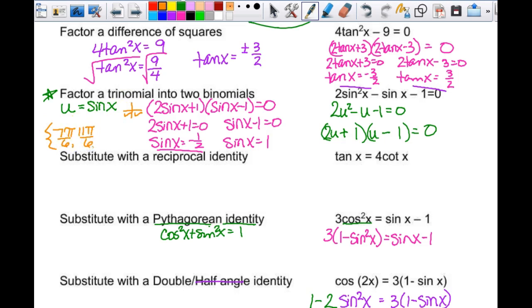Okay. But then I also need to know when sine is positive. That's these two, right? But it's a 1 anyway, so it kind of doesn't matter. When does sine equal 1? Pi over 2. Okay. Any questions at all?